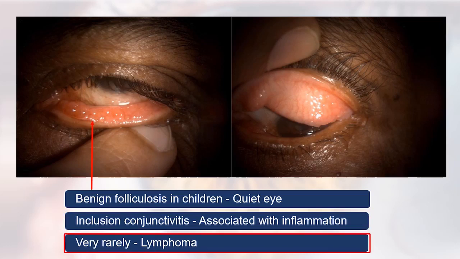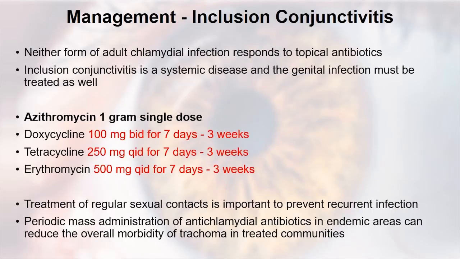Very, very rarely, especially when you have a unilateral follicular conjunctivitis, it might be an indicator of a lymphoma, but that's a very, very rare situation, but something that should be kept in mind. The treatment for adult inclusion conjunctivitis is basically systemic, and azithromycin 1 gram single dose is what is recommended in the form of treatment for these eyes.